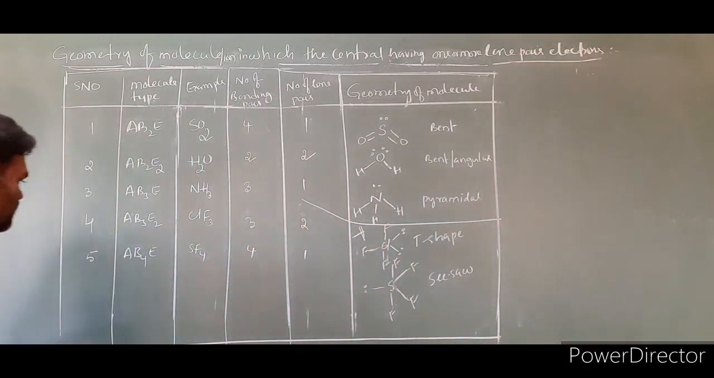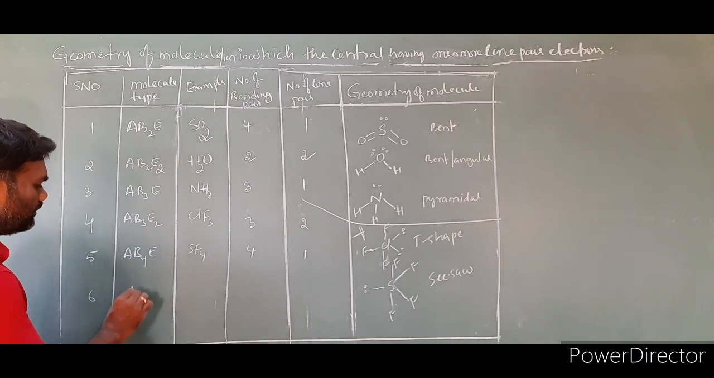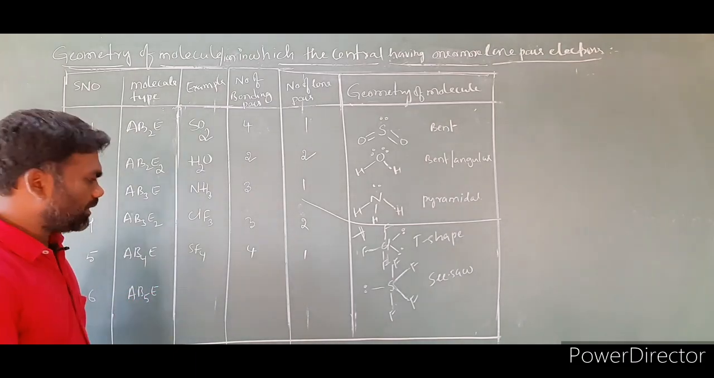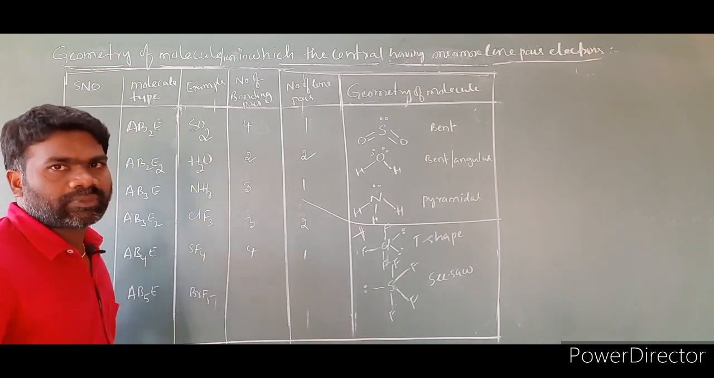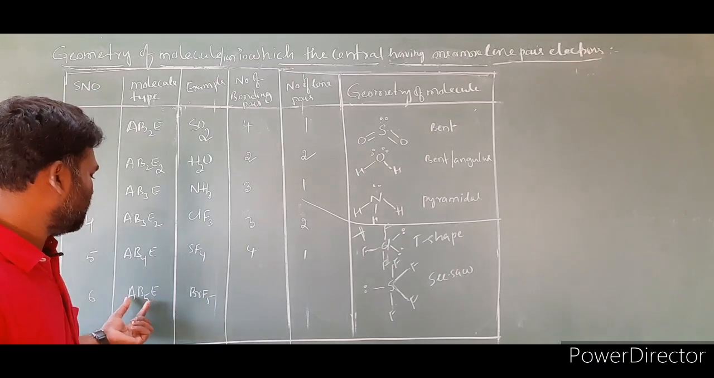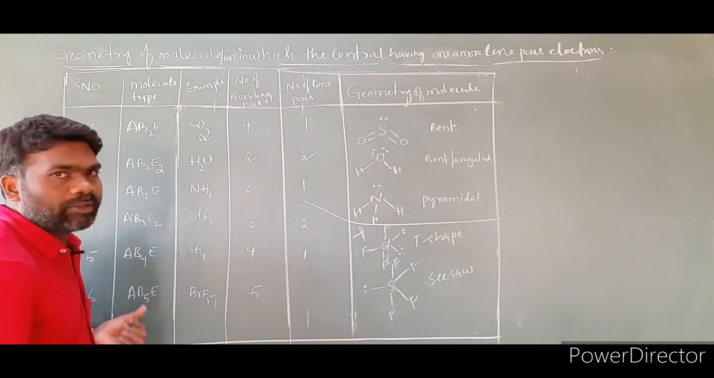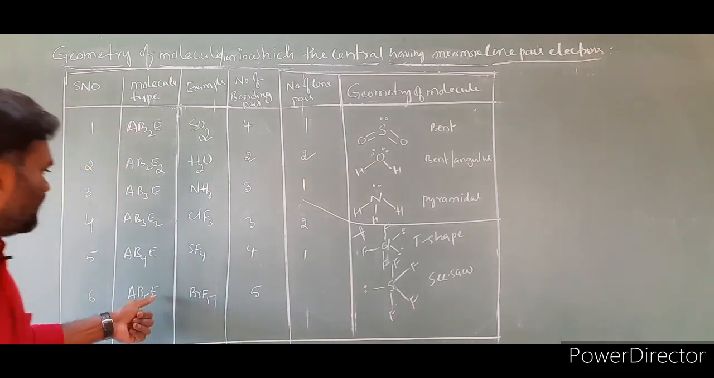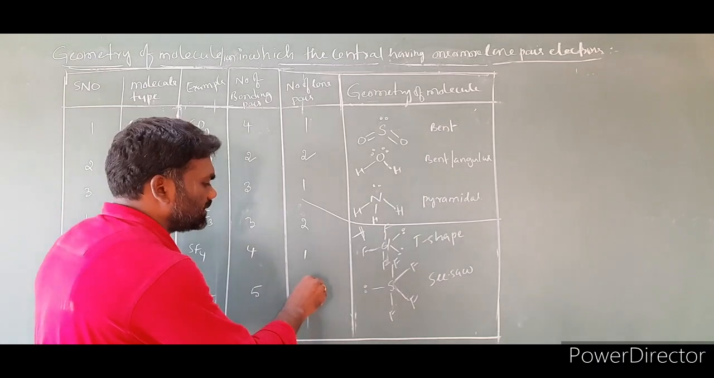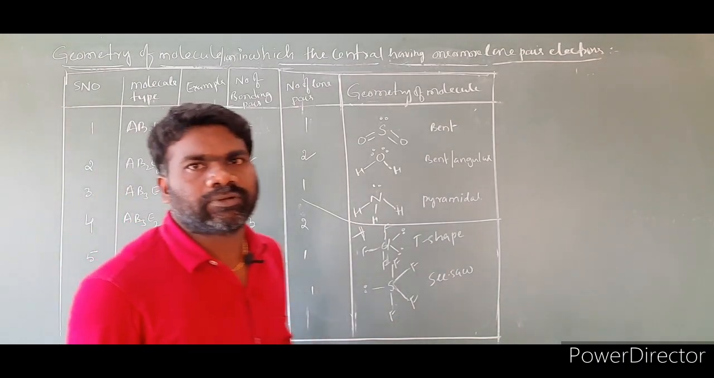And the next molecule is example number 6. I am taking an AB5E type. For the case of AB5E type, I am taking BrF5. This is AB5E type. The number of bond pairs is how many? 5. The number of bond pairs is equal to 5. The number of lone pairs, how many are there? E is only 1. The number of lone pairs is equal to 1. The number of bond pairs is 5, and the number of lone pairs is equal to 1.